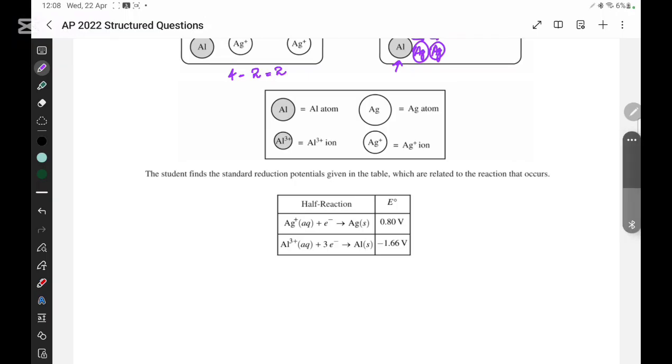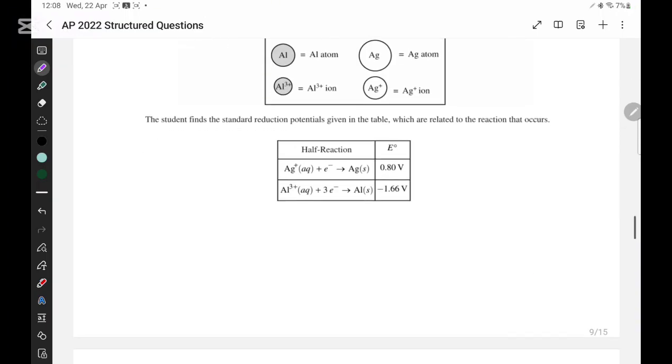Find the standard reduction potentials given in the table which are related to the reaction that occurs. So first of all, we have two E naught values. The one which is going to be more negative is going to be the anode, and the one which is going to be positive is going to be the cathode.